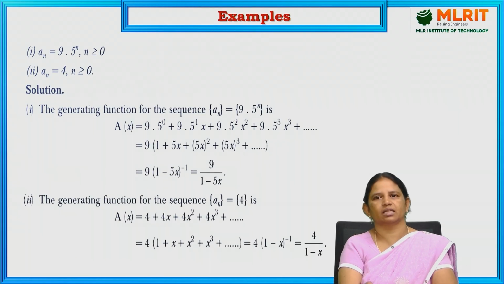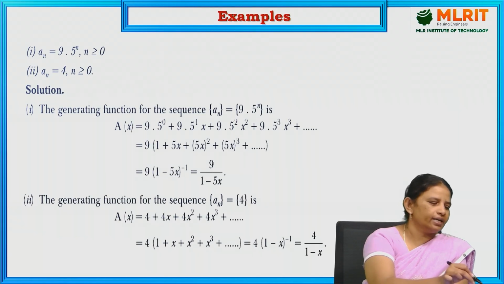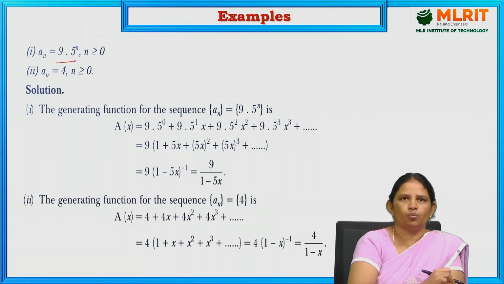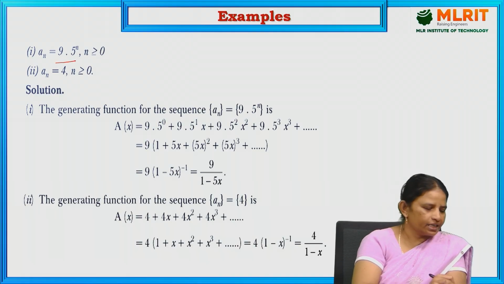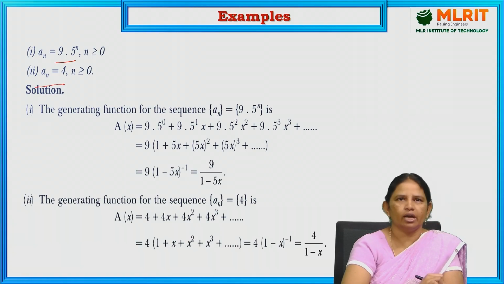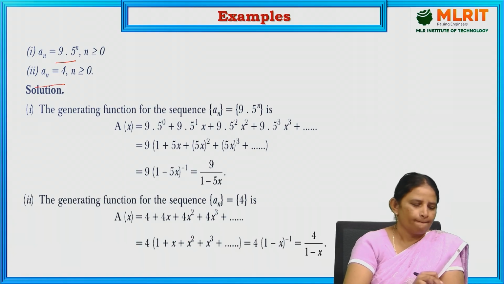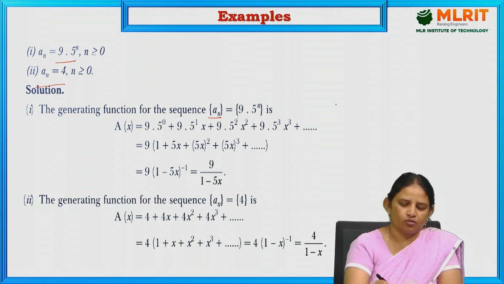Next, consider the third example. a_n is equal to 9 into 5 to the power of n, n greater than or equal to 0. What is the sequence a_n? 9 into 5 to the power of n. So what is the generating function of the sequence?